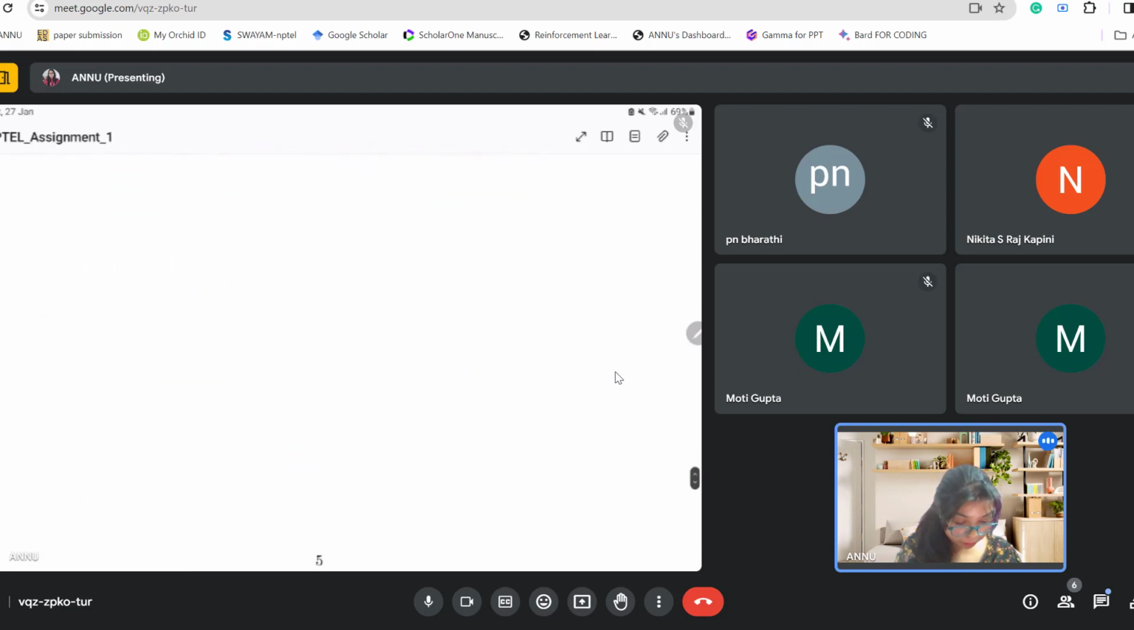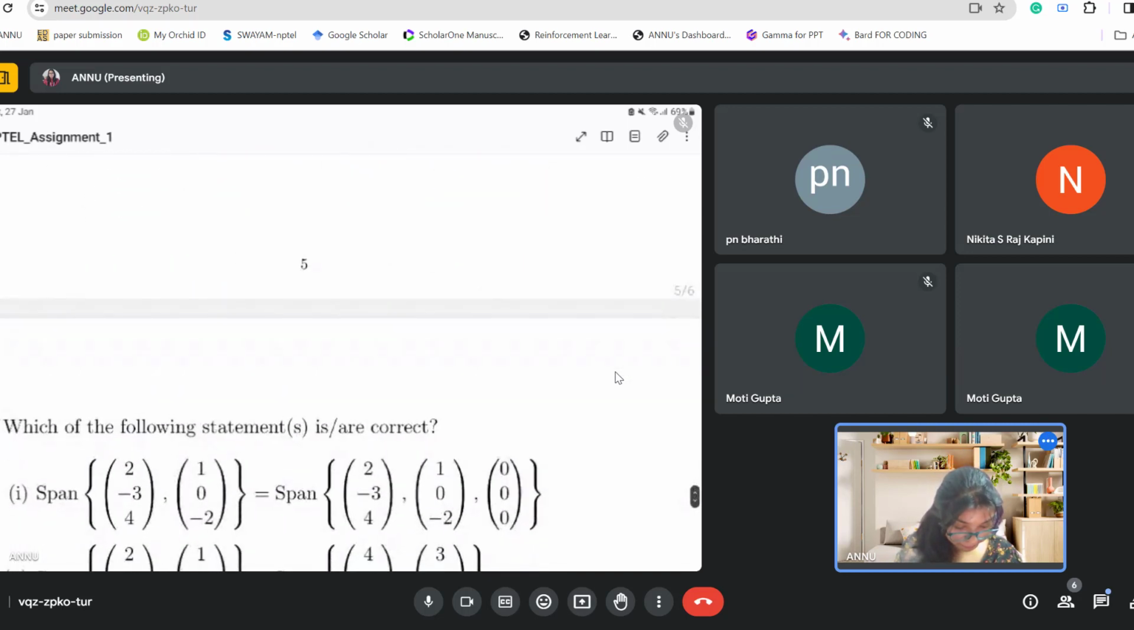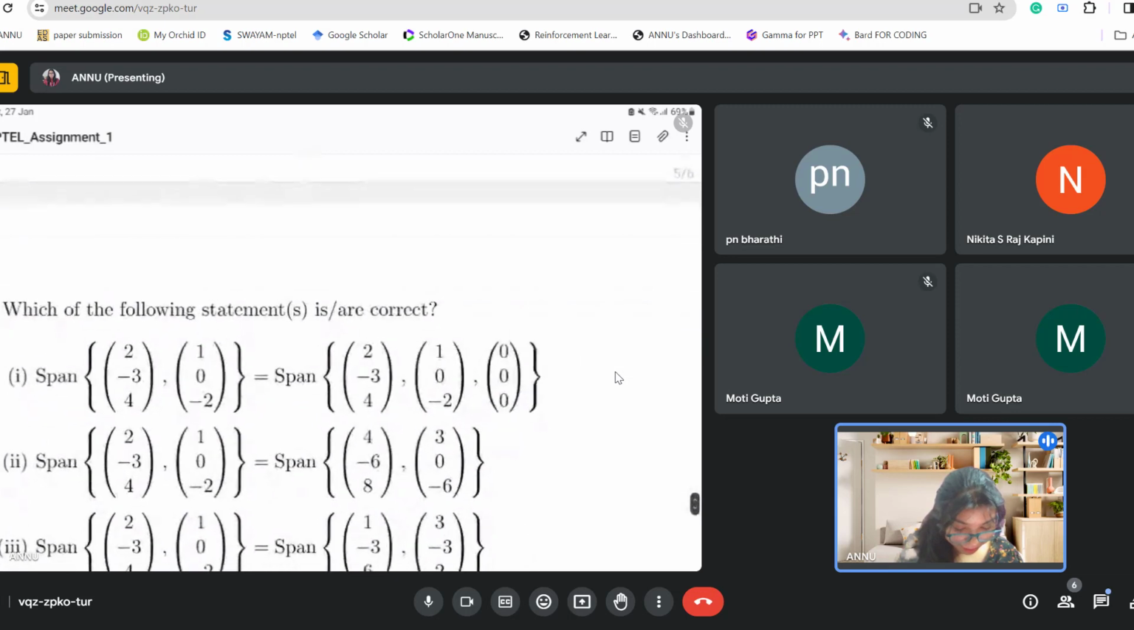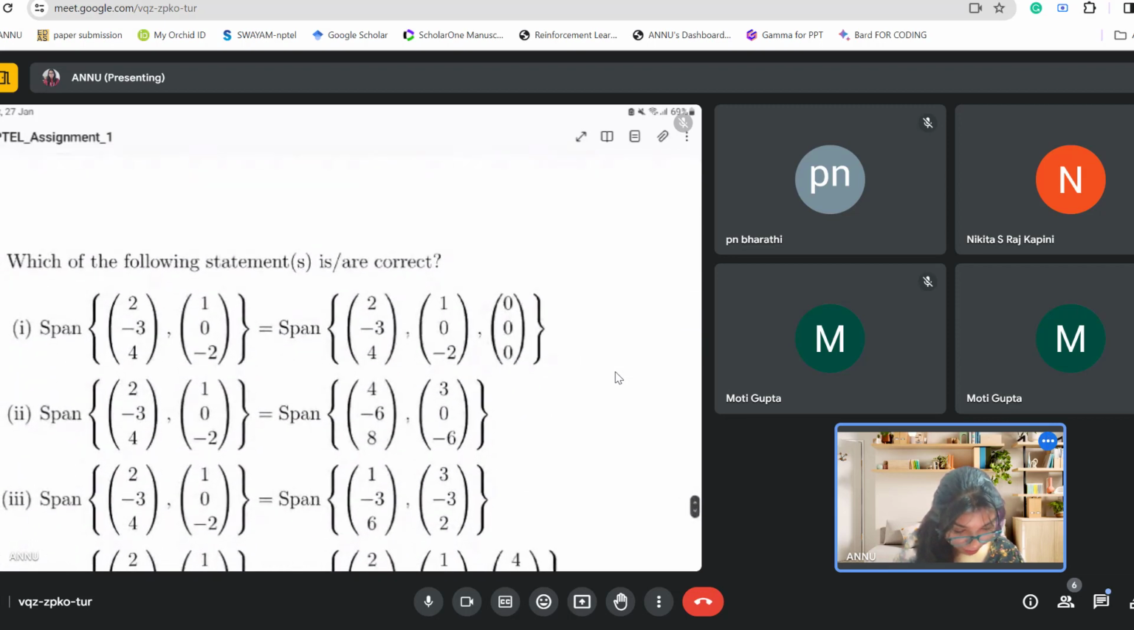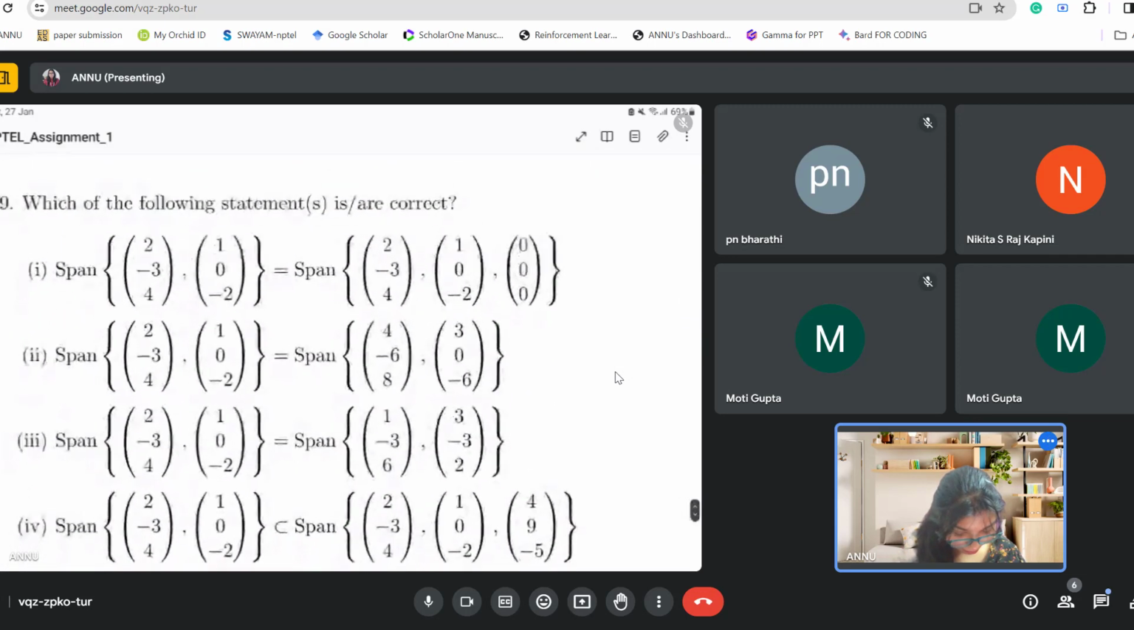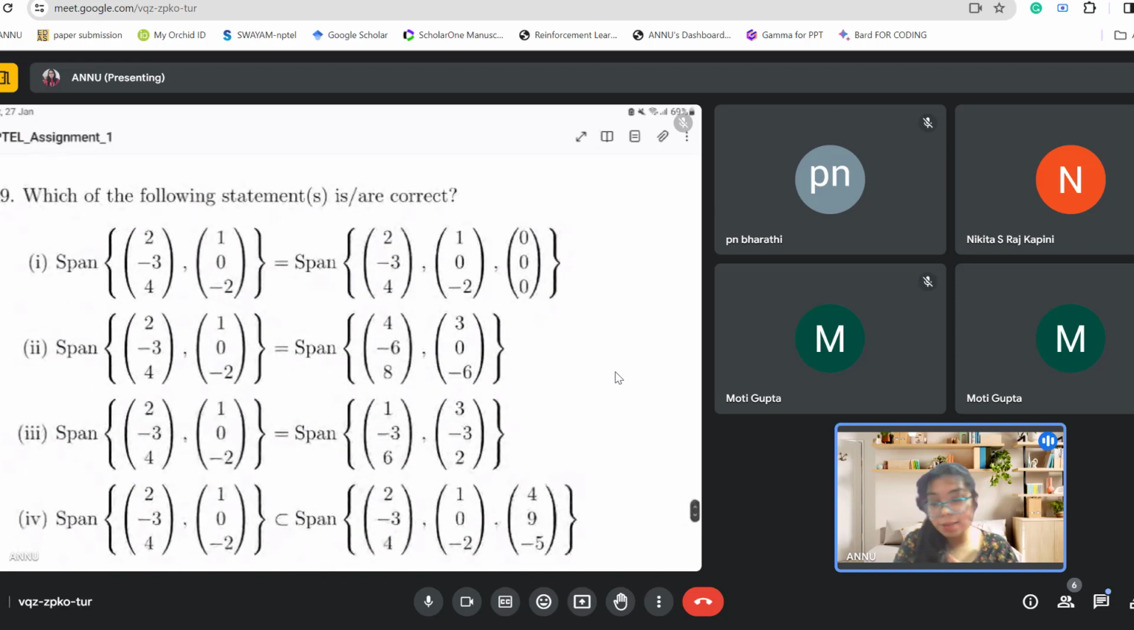So, moving to the next question. Again, similar type of questions. Which is or are correct? This is the second last question, then we will end the class today.